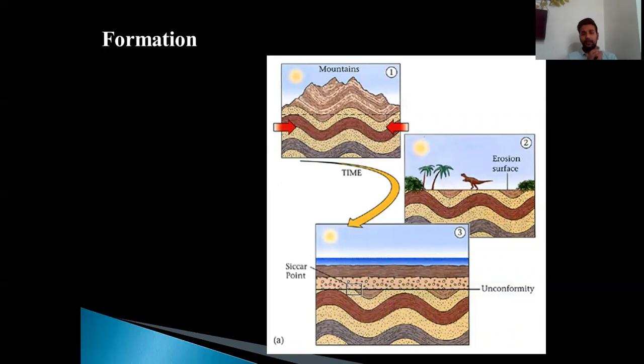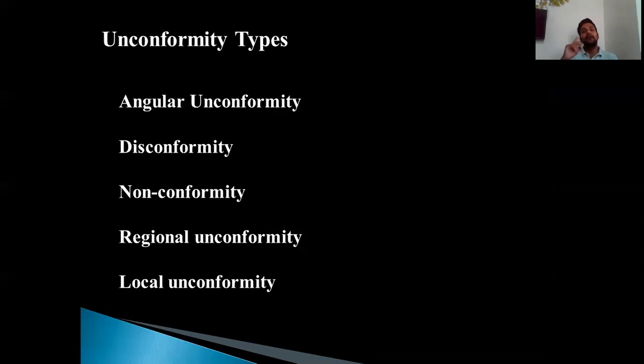You can see how the unconformity is formed. You can see how the top beds are removed because of the erosion. And after the submergence, the new beds were formed. So there are some missing beds over there. In that case, that margin is referred to as an unconformity, and it represents the gap in the process of deposition. So these are the types of unconformity: angular unconformity, disconformity, non-conformity, regional unconformity, and local unconformity.